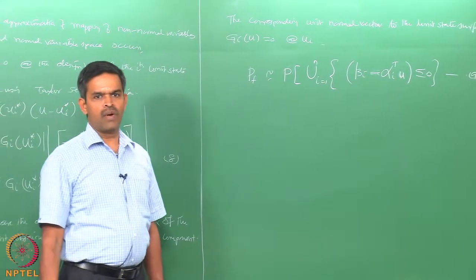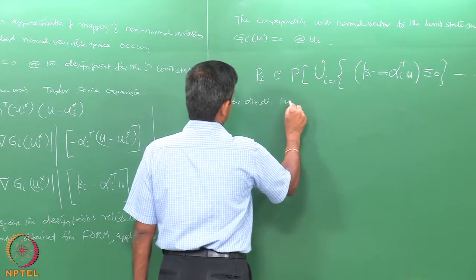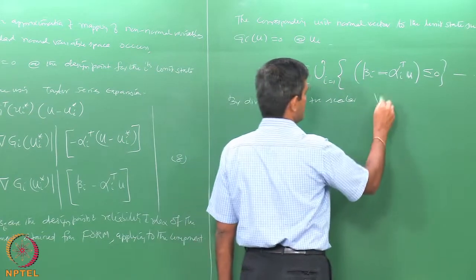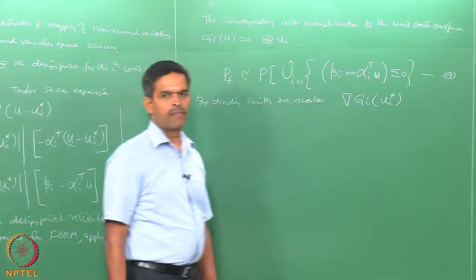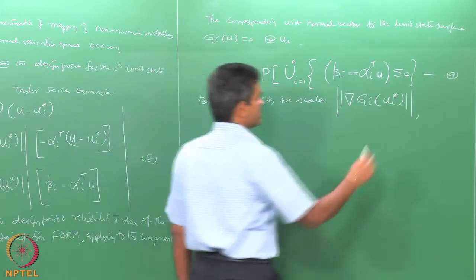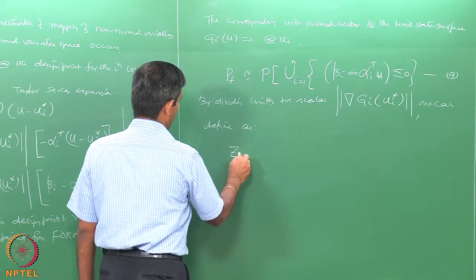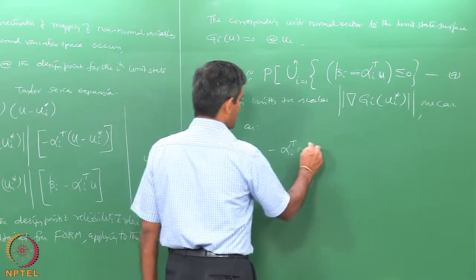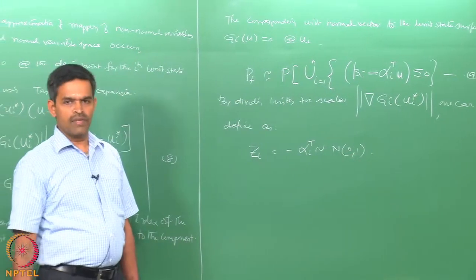Now, dividing both sides of the inequality by the positive scalar, which is G i of u i star, one can define Z i as minus alpha transpose u, which is approximately N of 0, 1, which is a standard normal variable.